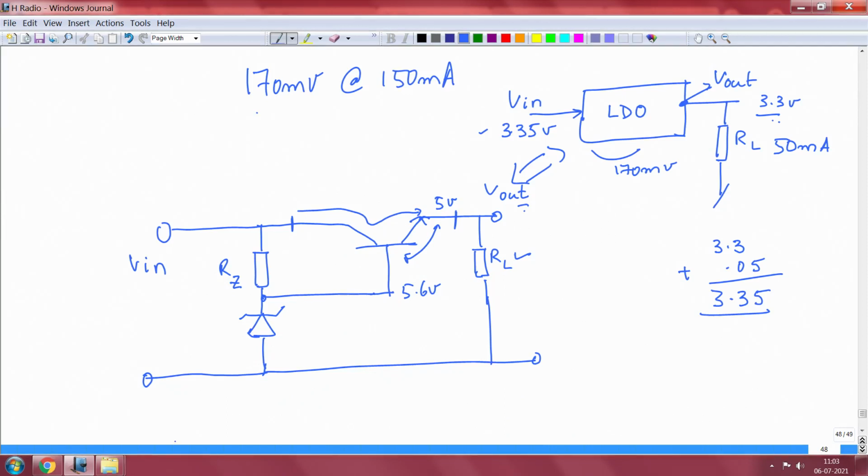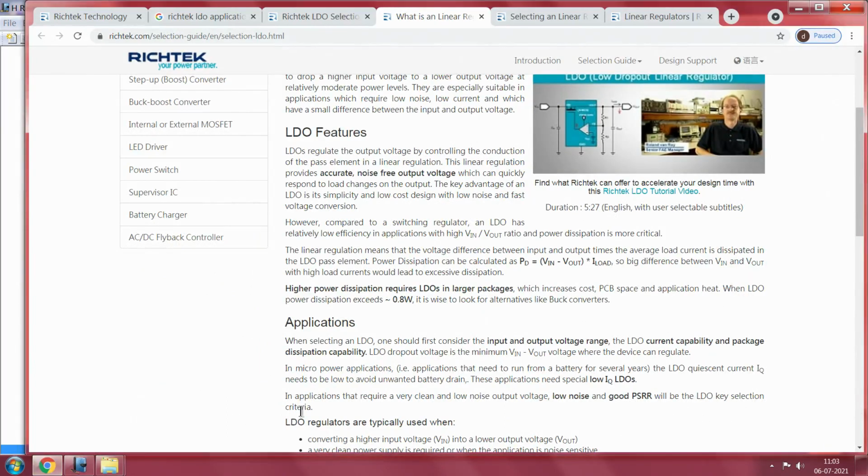So, this website also is telling you the same thing. It is telling you that take V in minus V out into I load, it will tell you the power dissipation across the LDO, because the whole current is flowing through the LDO. It is not that the LDO output is generating a current by itself, it has to flow through the LDO. The series pass element conductance is what we are changing, and the current is flowing from the input to the output. So, that current into the difference will tell you the power dissipation, and essentially that is what it says.